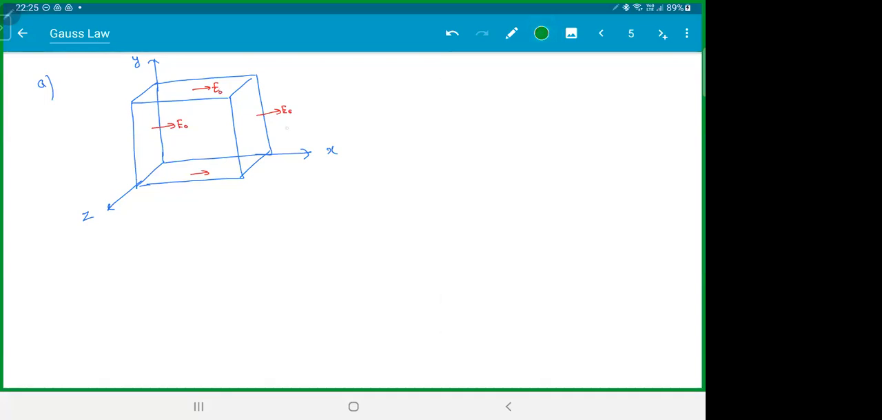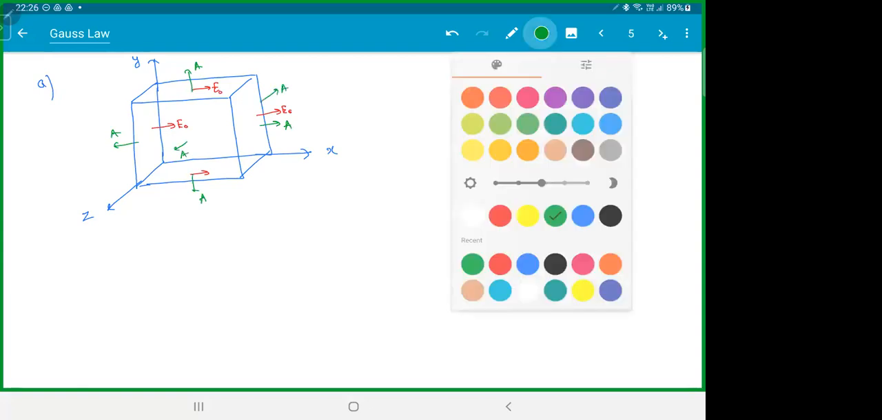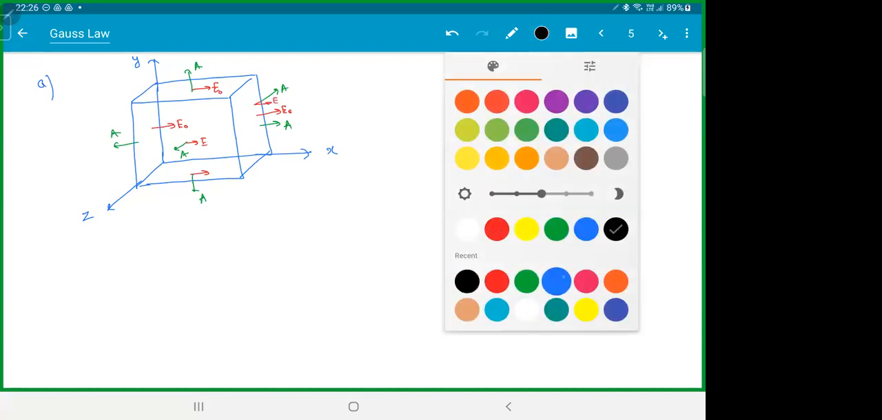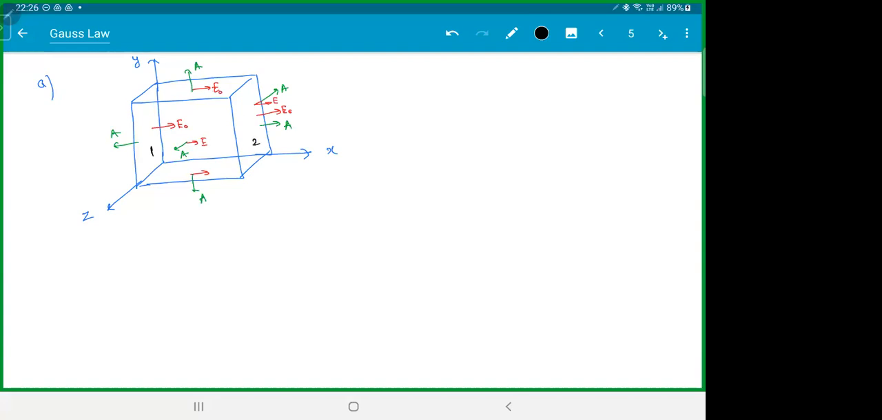So if you look at the surfaces, here area vector is like this. Here area vector is behind. Here area vector is up. Here area vector is down. So similarly, here area vector is like this, and here area vector is like this. So here area vectors are actually perpendicular. So the face is now 1, 2, 3, 4, 5, and 6.